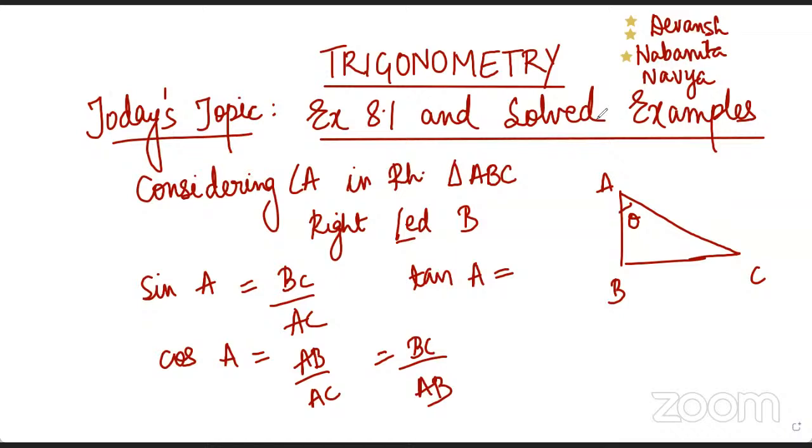Now we are going to do a solved example or a question in which we are just going to test whether we have clearly understood the ratios or not. Give me a minute, please. Yes. So now I'll write the question for you all. The question is: find all the T ratios.